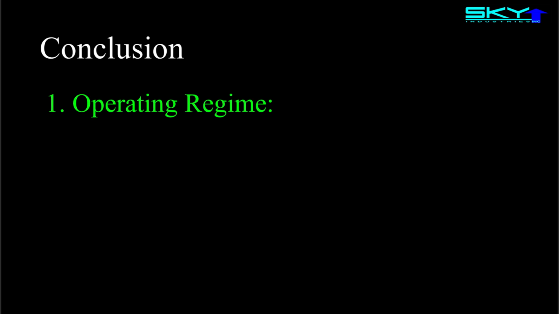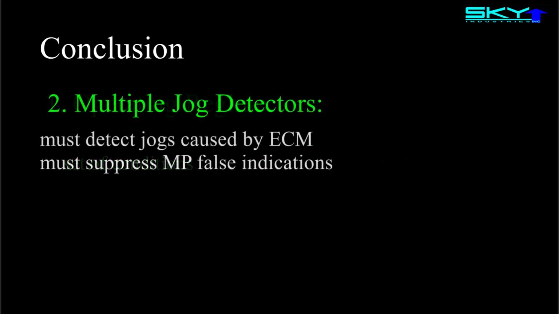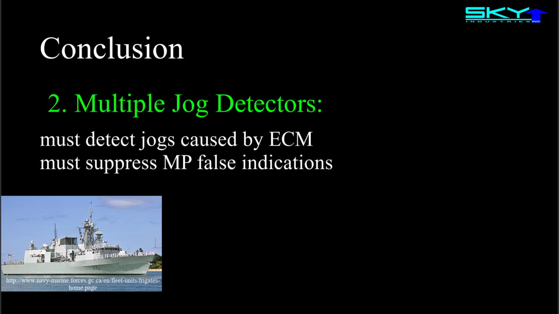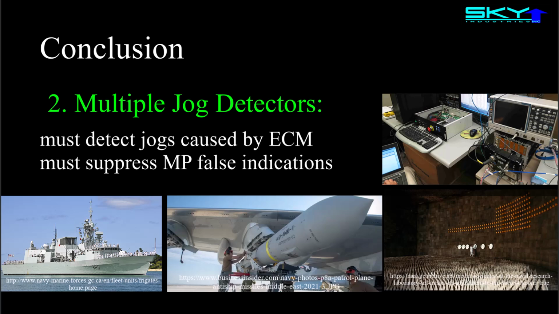A jog detector has an operating regime. The regime is the set of conditions under which the jog detector is unlikely to misidentify multipath as an ECM-induced seeker antenna jog. Now, the jog detector operating regime needs to be matched to the kind of tests that you're doing: real-life combat, which is the ultimate test, or air carry tests, or anechoic chamber tests, or lab bench coaxial cable tests, or some blend of those. Each jog detector must be designed and configured so that the multipath that happens during the test is unlikely to be misidentified as an antenna jog.